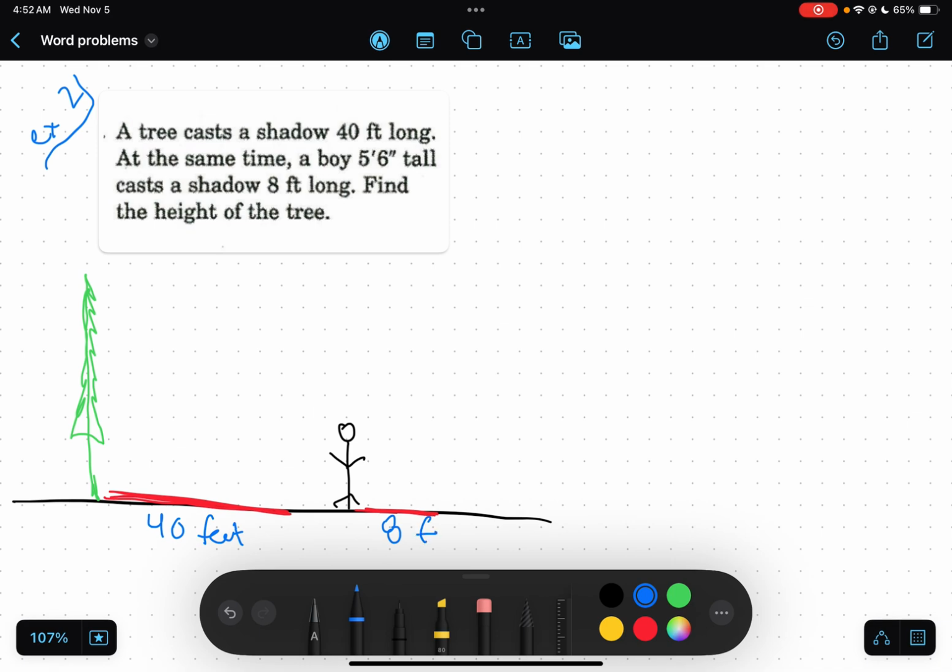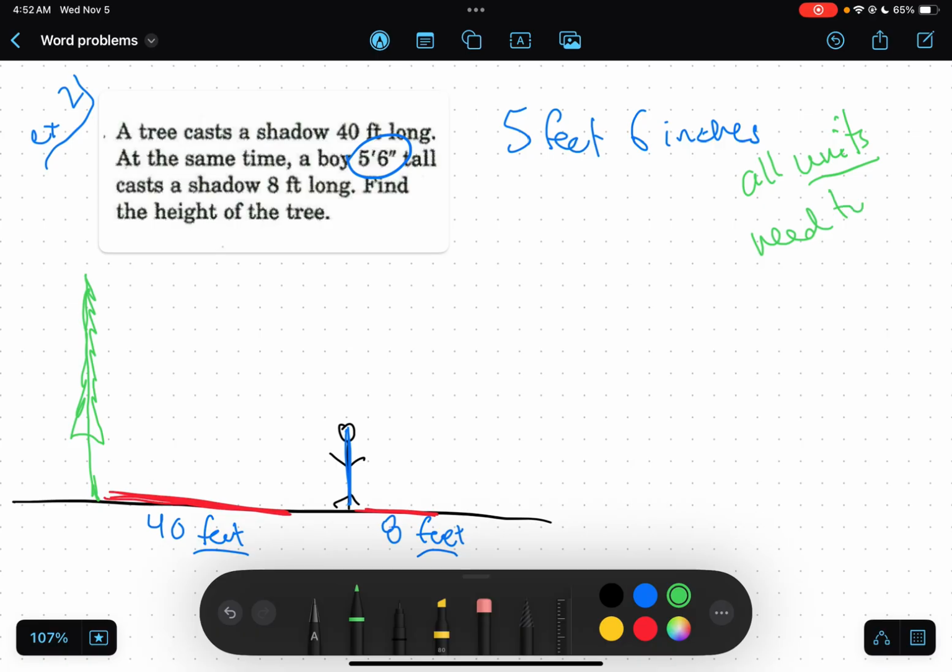And then here's the weird part. So here I have 5 feet 6 inches. So I can't just plug that into my picture because I need the units to be the same. So one key thing with all of these word problems is all units need to be the same to set up the fractions. If the units are different, then the ratios won't make sense.